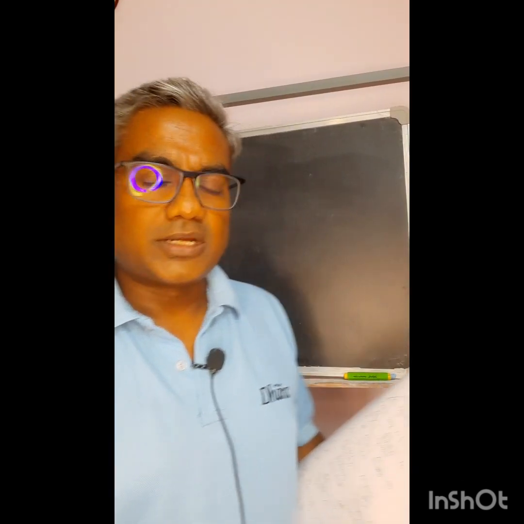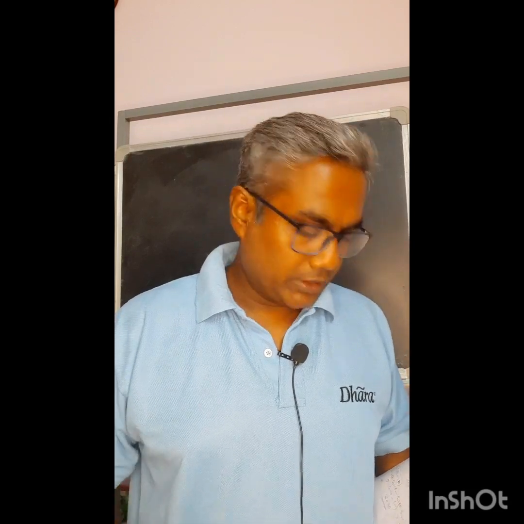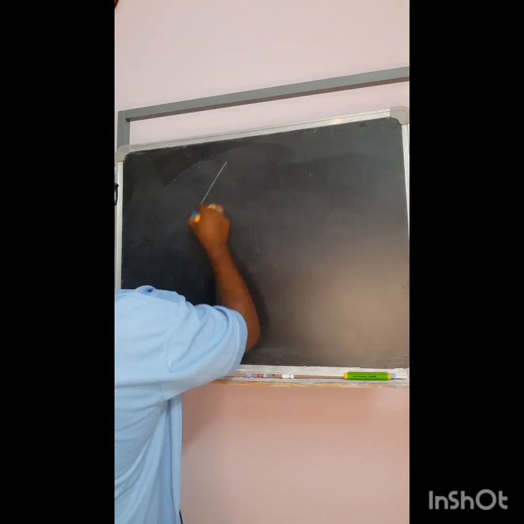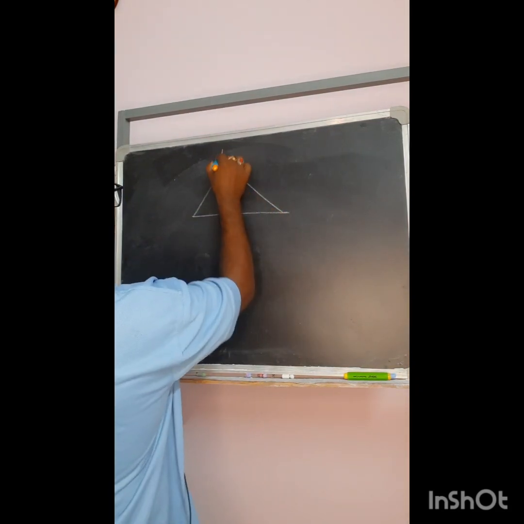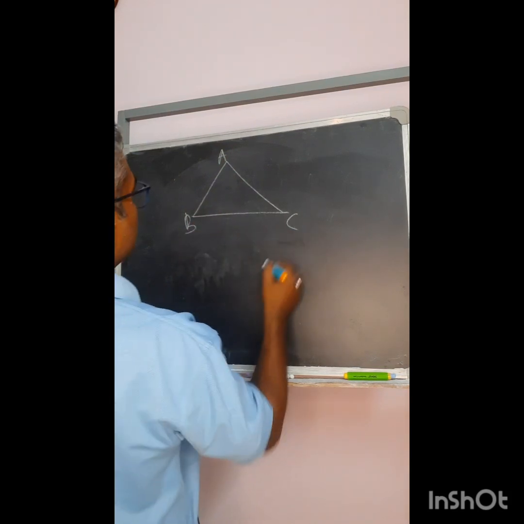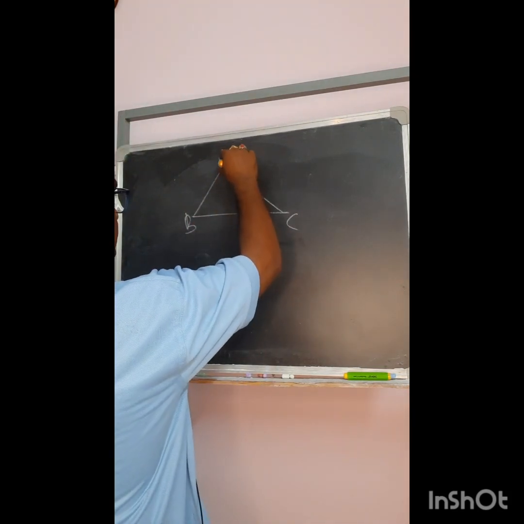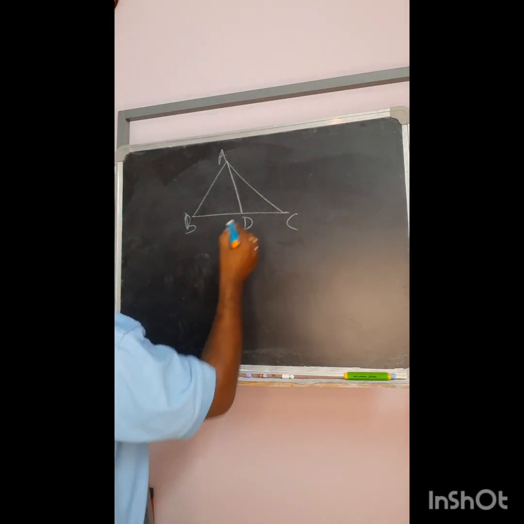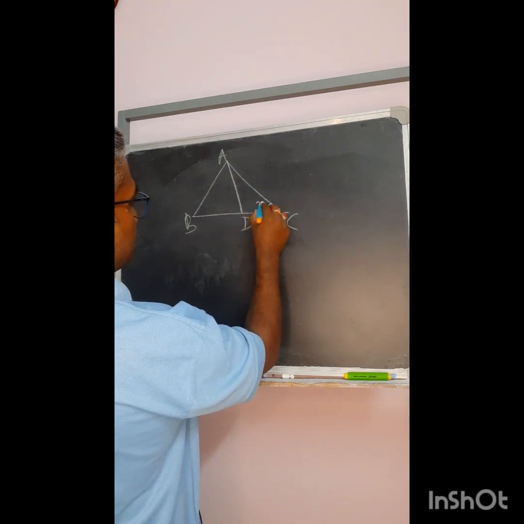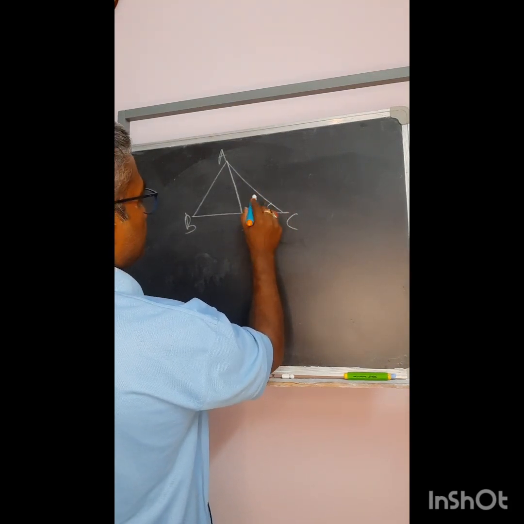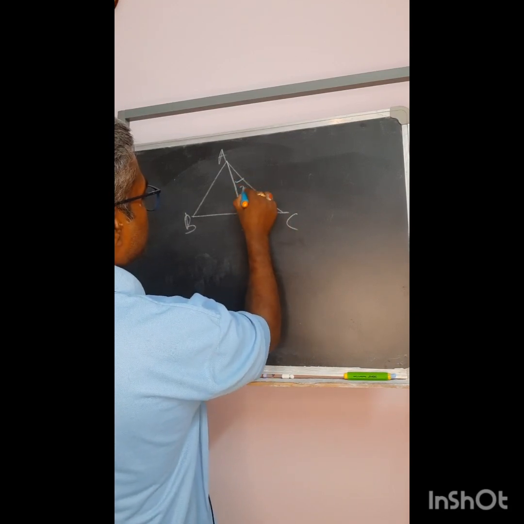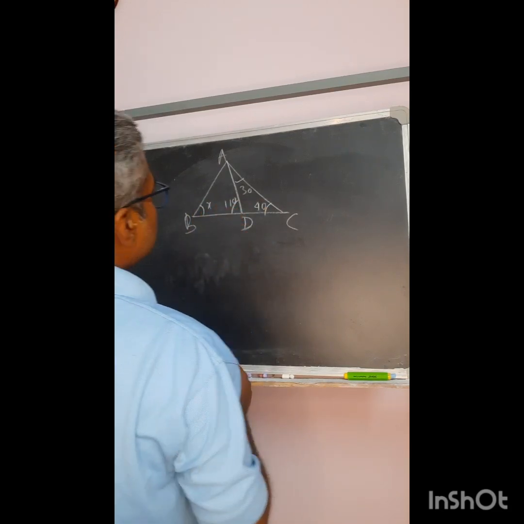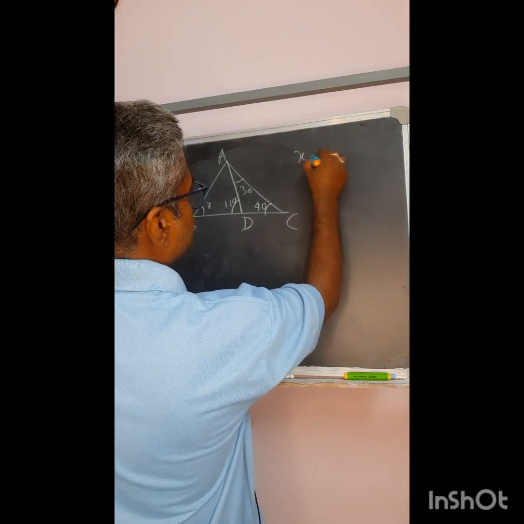Friends, let me start today with a trigonometric problem, and I will leave some problems for you to practice at home. This problem says there is a triangle ABC and a line drawn from A to BC, intersecting at D. The angles given are 40, 30, this angle is 110, and this angle is x. You have to find the value of x.